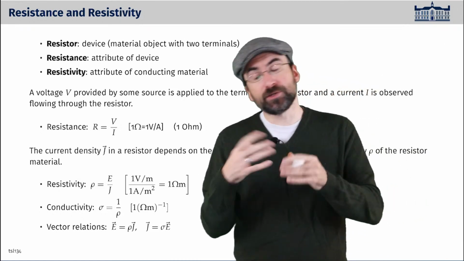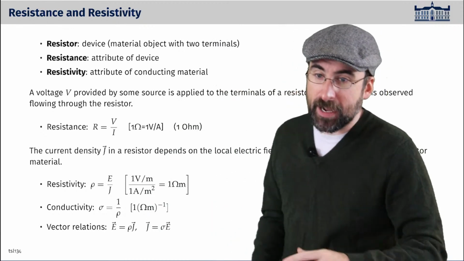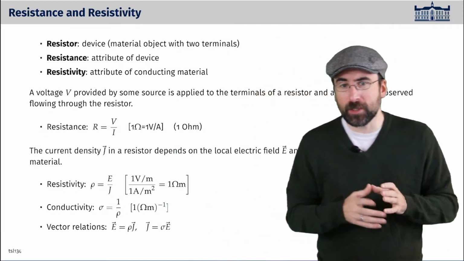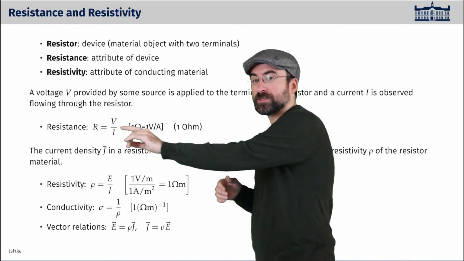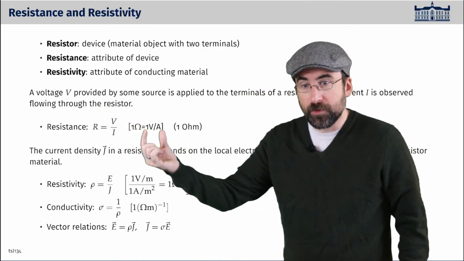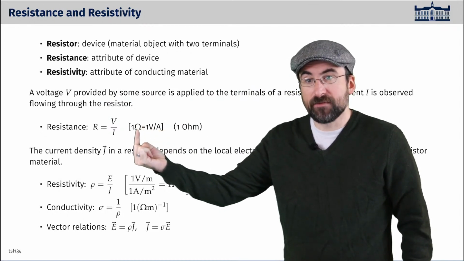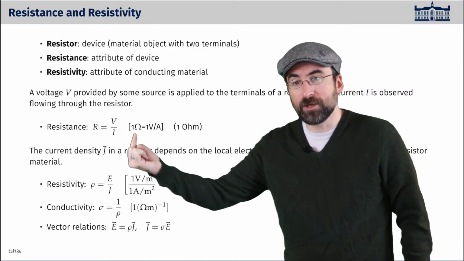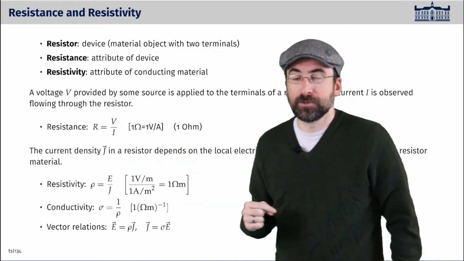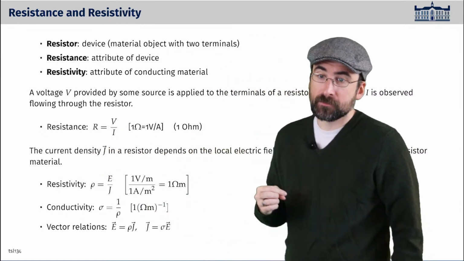Now, we can do some other things with this to define other properties. The only one I really want to emphasize, other than the resistance, for which note we use the symbol R, is that the units are volts per ampere, and we give that a special name called the ohm, and we use the Greek letter omega to indicate that. So the unit of resistance is ohms.